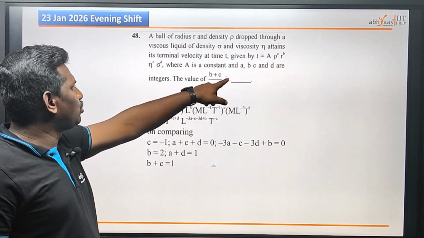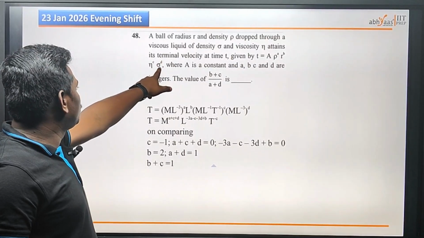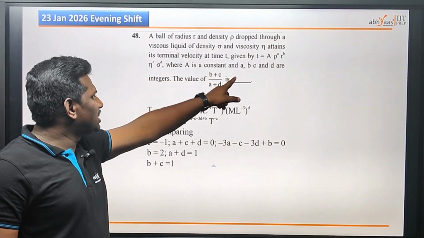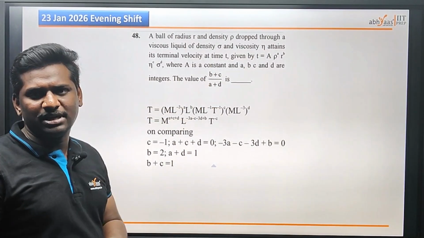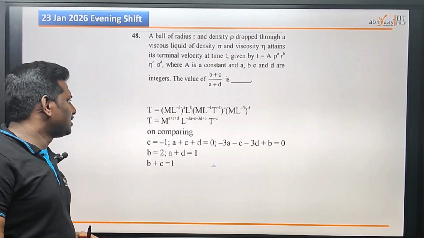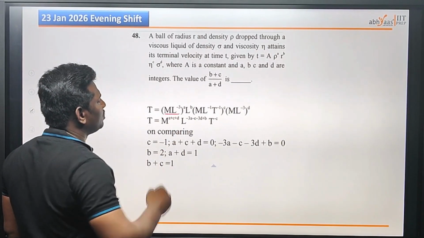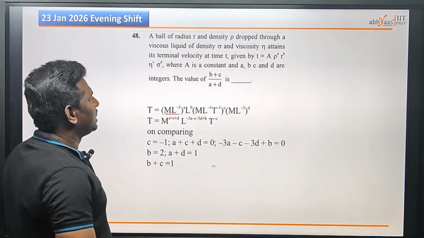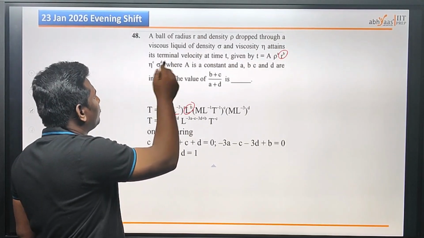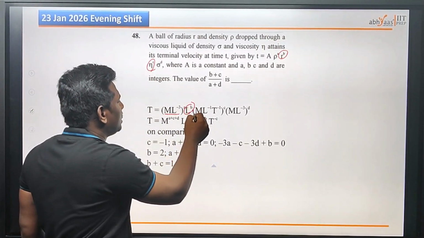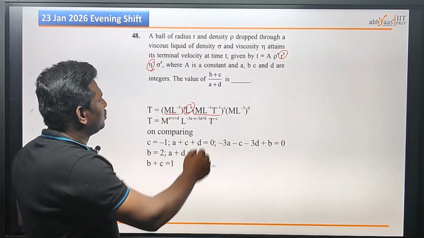They have given rho to the power a, r to the power b, eta to the power c, and sigma to the power d, where a is a constant and b, c are integers. Then find the value of (a plus c) by (a plus d), and (b plus c) by (a plus d). So see here, this is our rho formula, M L to the power minus 3, T to the power minus 2, and r to the power b, so L to the power b. Again viscosity is M L to the power minus 1, T to the power minus 1, to the power c.